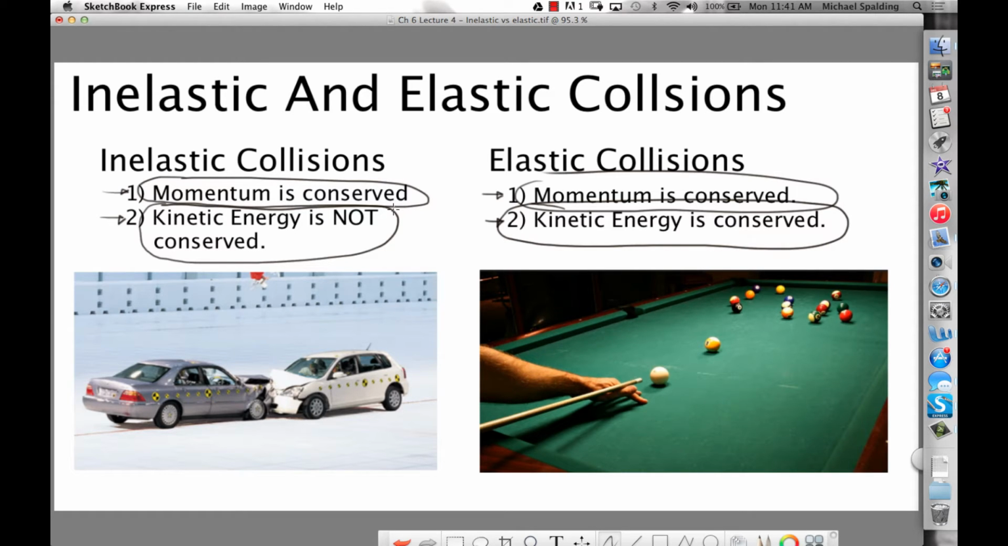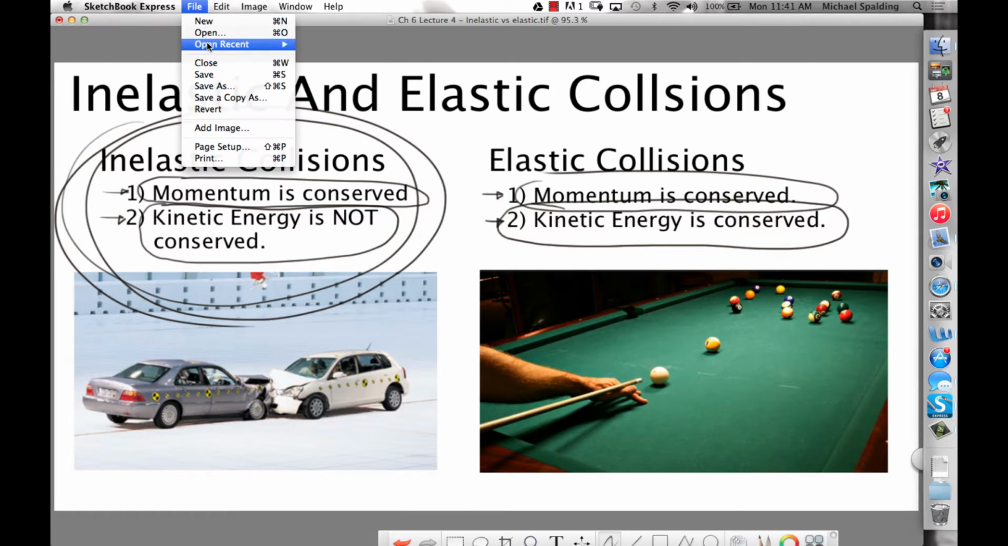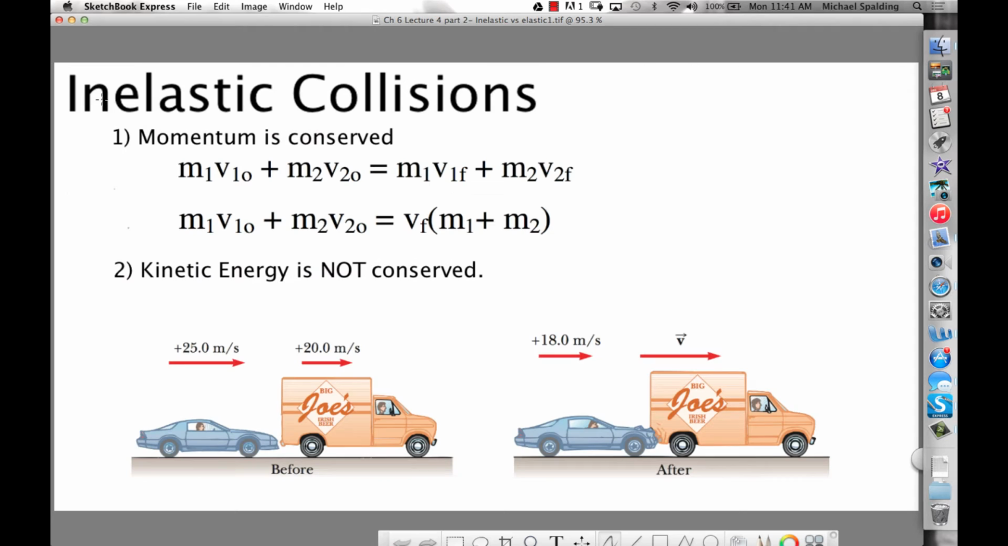If the problem does not mention if it's elastic or inelastic, then which one is it going to be? Inelastic. If they don't say what it is, it's safe to assume that it's inelastic because most collisions are inelastic. Okay, so let's just look at this in a little more detail. So here we're looking at inelastic collisions.